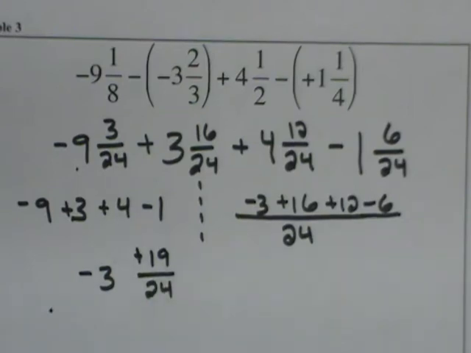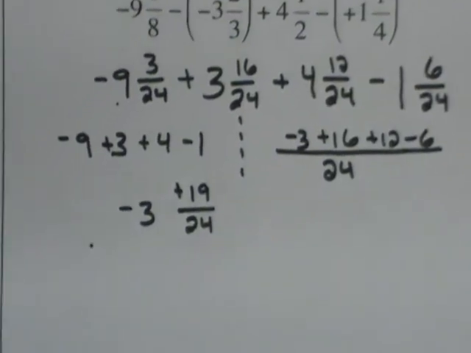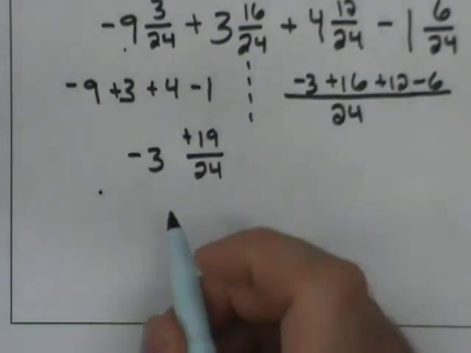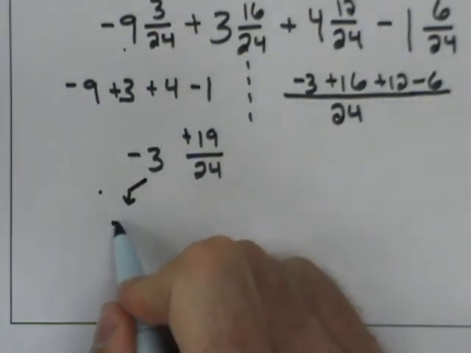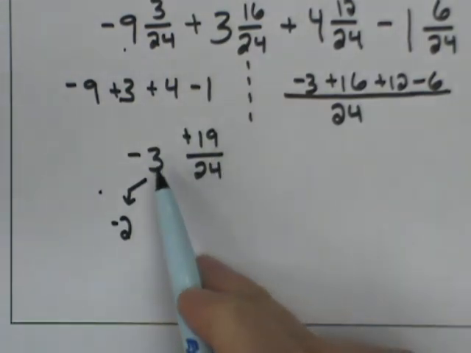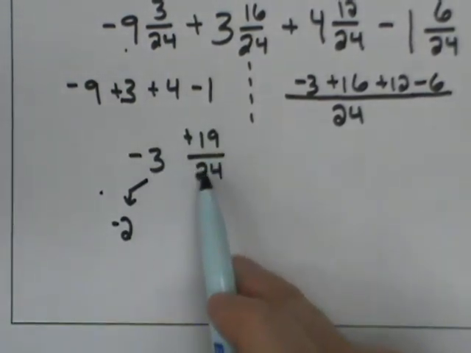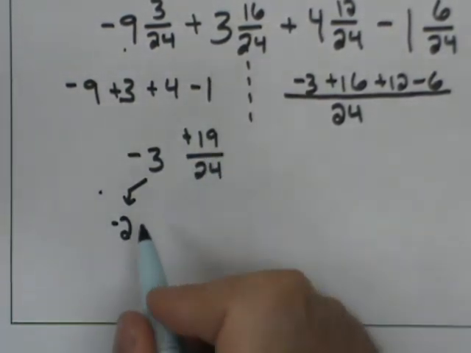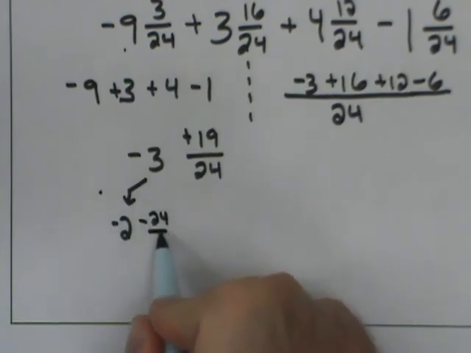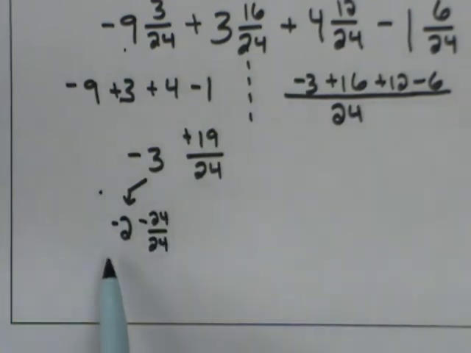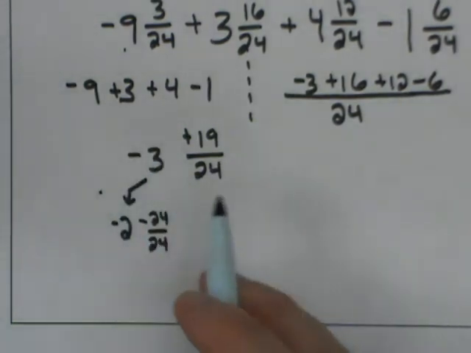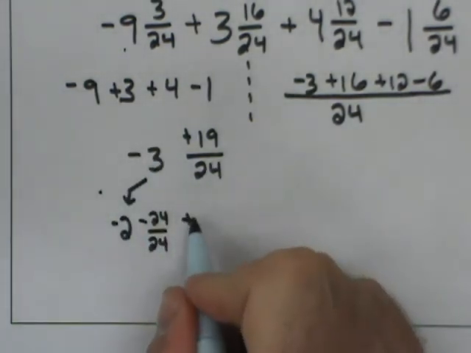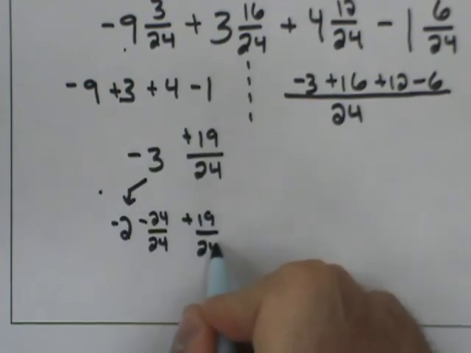going to have to borrow like in the last example. This time I'm going to start with that whole number. I'm going to call it negative 2, and then for that third dollar I want it to match and reflect this fraction here, so I'm going to call it negative 24 over 24. This is an equivalent statement. This is the same as owing $3. I bring the fraction down, plus 19 over 24.